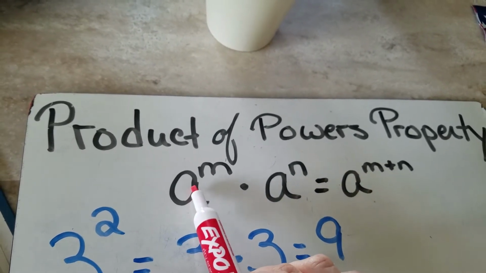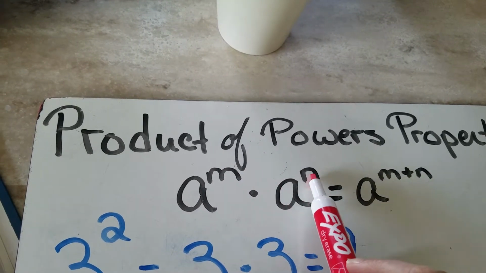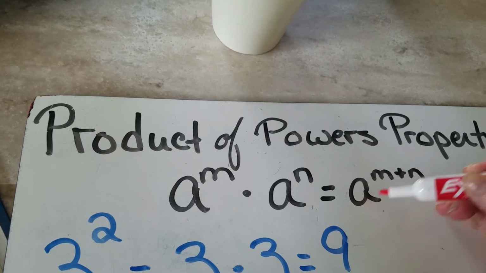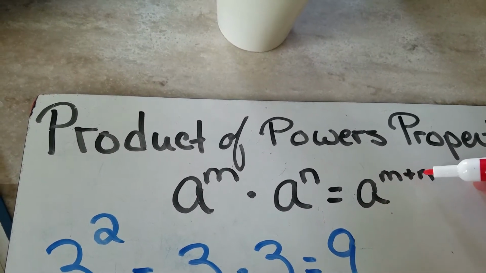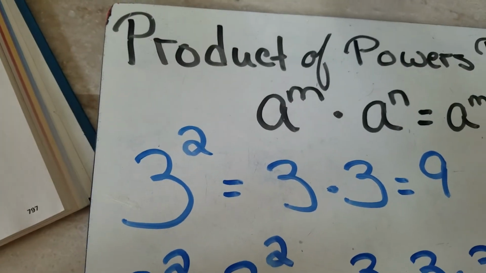I'm taking my base of a and my exponent of m, and I'm timesing it by a to the n. All that it does is you keep your base the same and you add the exponents, so m and n in this scenario. This is a refresher of what an exponent is.